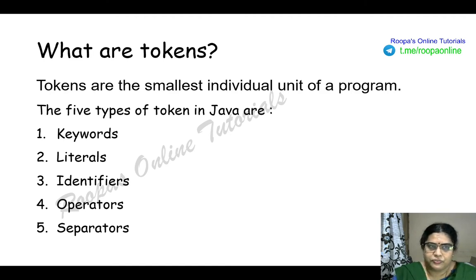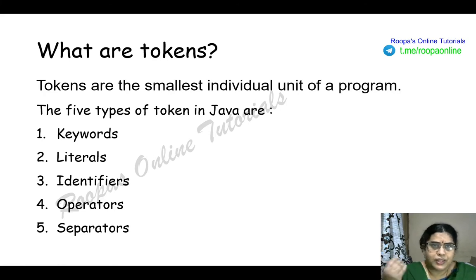Now let us look at the definition here. What are tokens? As I said earlier, they are the smallest individual unit in a program. The 5 types of tokens are keywords, literals, identifiers, operators, and separators. So we will go one by one, learn the examples and understand what it is.